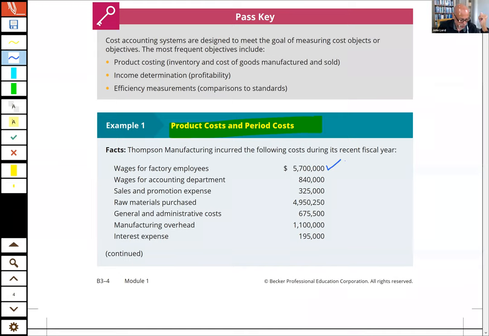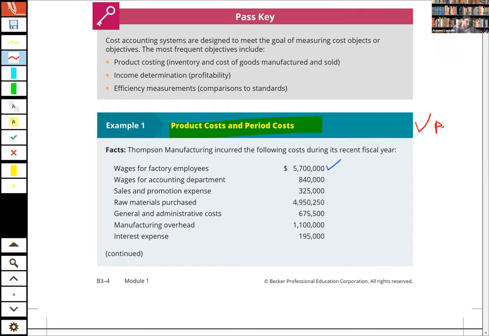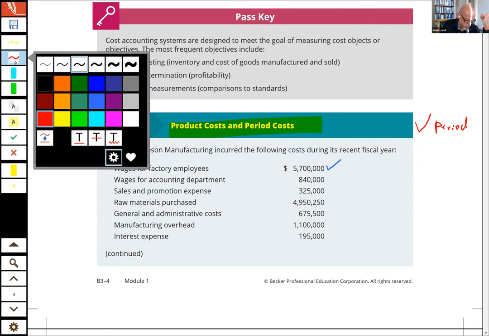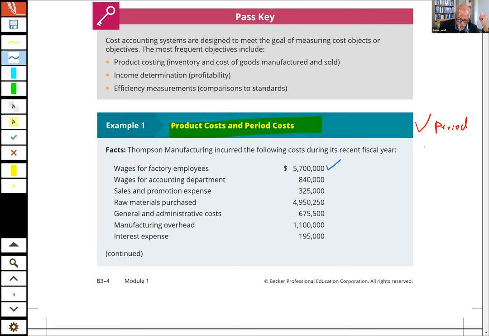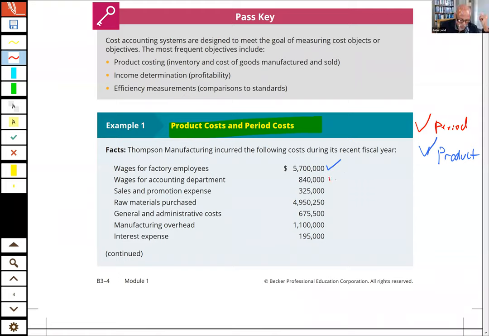Okay, I'll put a check next to all the product costs. How about wage accounting department? I'll put a blue check and a red check. How about that? Red for product, red for period. Looks like it's gonna be one of those days where I'm gonna be saying all the things opposite of the way I wanna say them, and blue for product. Okay, good. So how about wages for the accounting department? Period. Good, that's gonna be period cost.